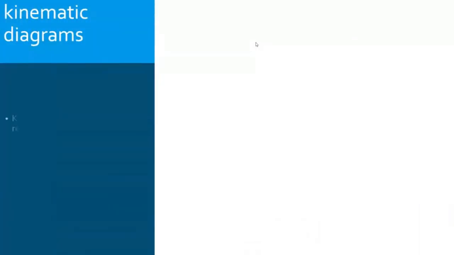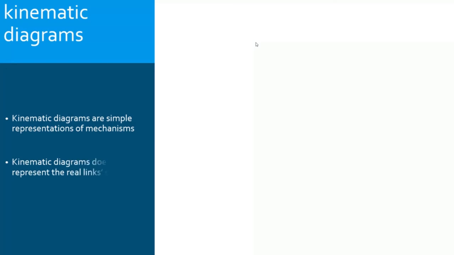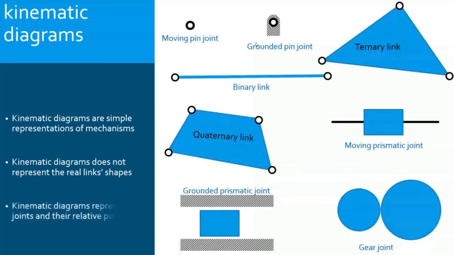But before that, a brief overview about kinematic diagrams. Kinematic diagrams are a schematic diagram, which is very simple and focuses on what is important for the kinematics. Mainly, the kinematic diagram does not pay attention to the real shape. This is what I said before about links, about bars. The bars do not represent the real shape of a link. It will focus more on the relative position.